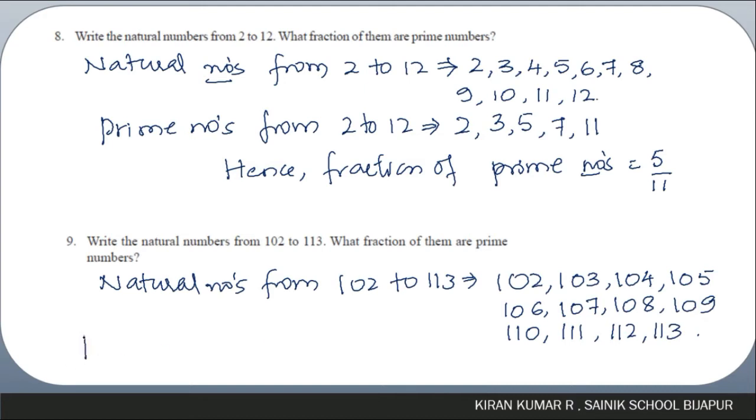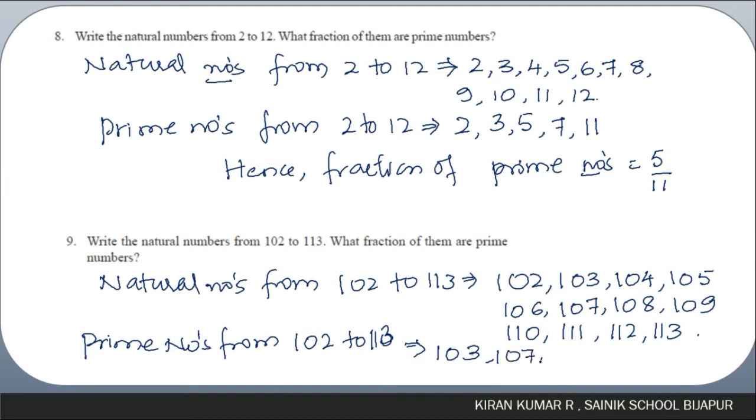Out of this, we need to find out the prime numbers. So the prime numbers from 102 to 113 are 103, 107, 109, and 113. So the fraction of the prime numbers will be 4 out of 12, nothing but 1 upon 3.